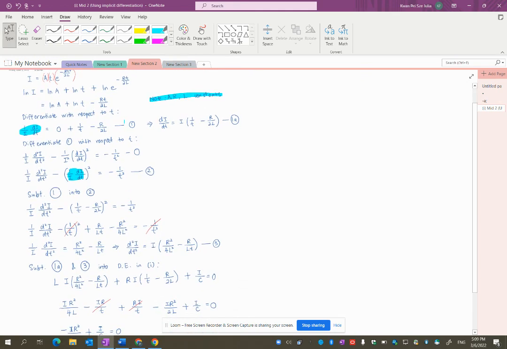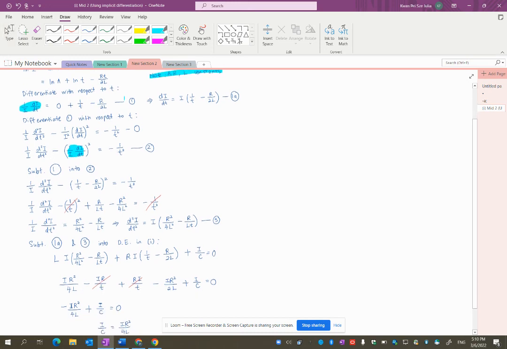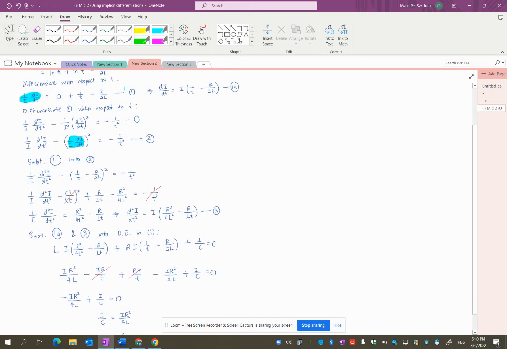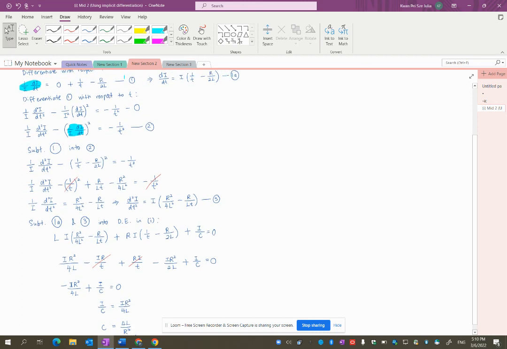For those doing this method, you can also check if you didn't get the correct answer. Yep, so that's all for this question.